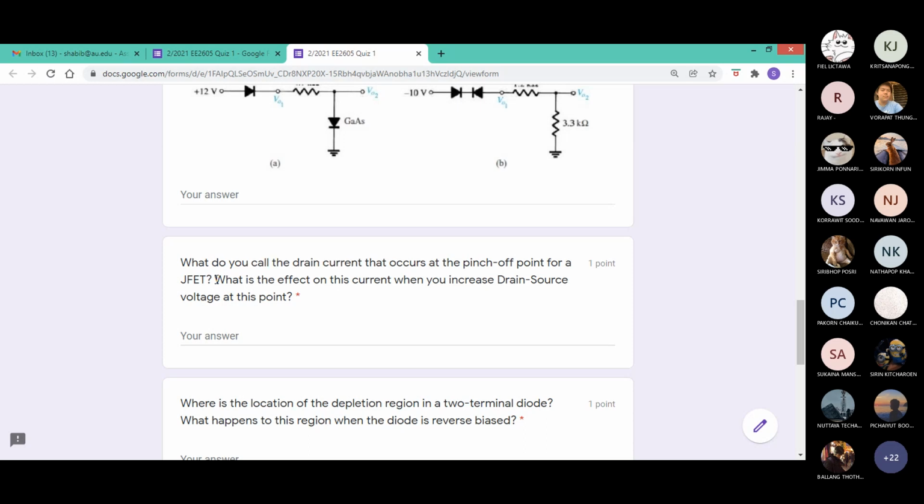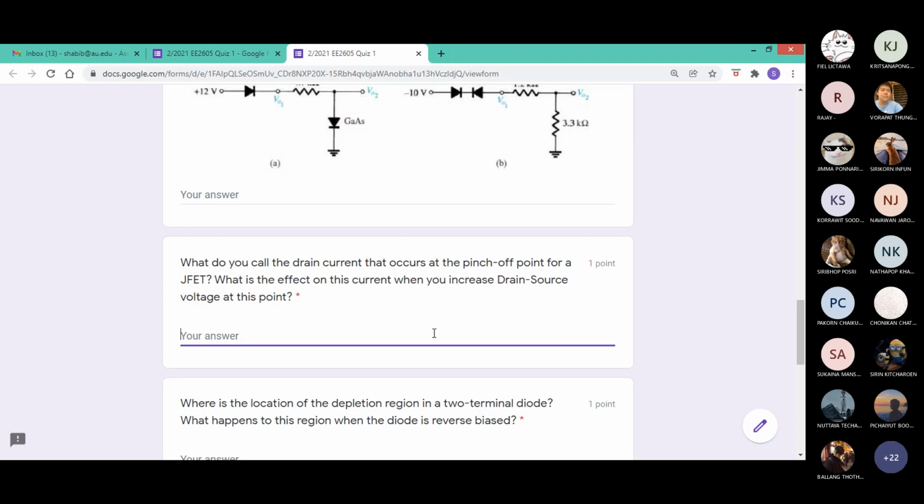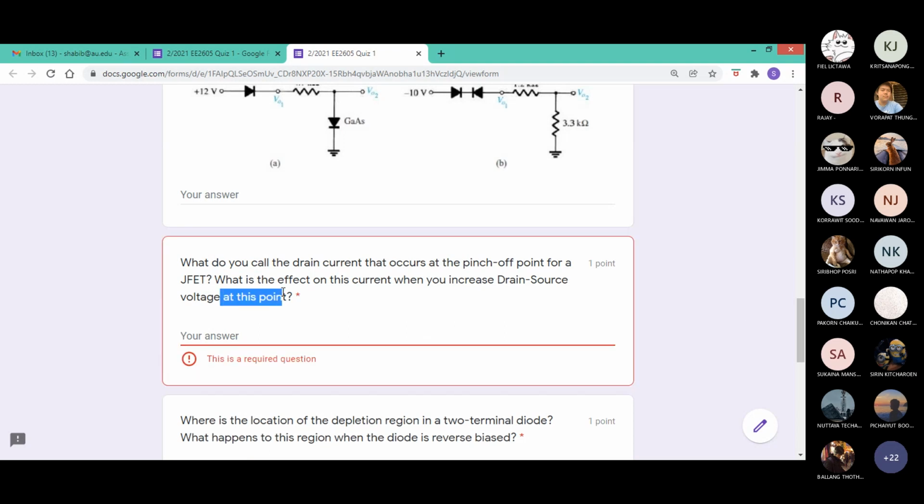Second part of the question, what is the effect on this current when you increase the drain source voltage? So what happens to the current? It stays at this level. At this point, when you increase the voltage, it stays at this level, and even though you increase the voltage, it does not go up or down, constant.